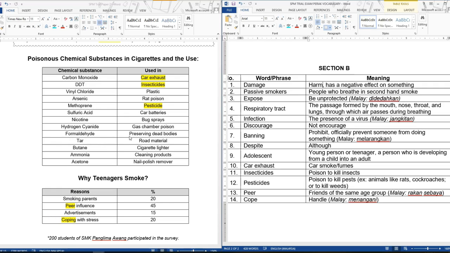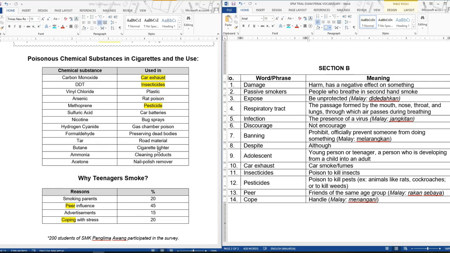Formaldehyde, which is found in preserving dead bodies. Okay, so preserving has the same meaning as you keep something in a good condition. Okay, I'm giving you a hint for the question down there. And the next chemical is tar. It's found in road material.